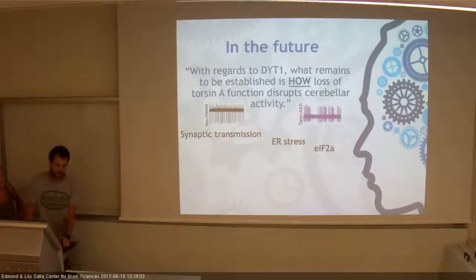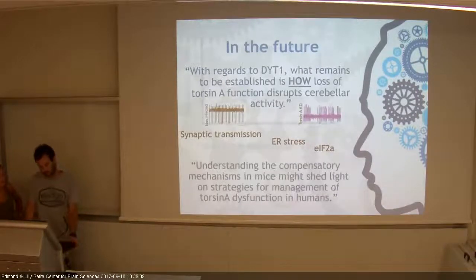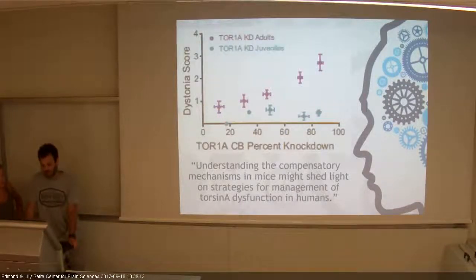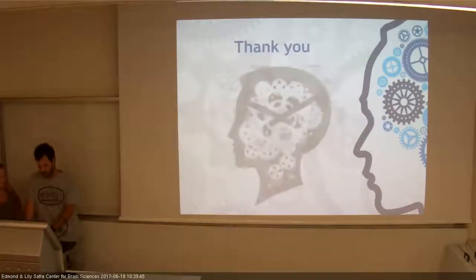We need to understand this protein's activity in order to understand how to fight it or compensate for it. They also wanted to understand the compensatory mechanism of the juvenile mice. When they find out which proteins they produce more of, the compensatory mechanism in the juvenile mice, maybe we can use it as a drug to treat the symptoms in adult mice and humans. And that's it.